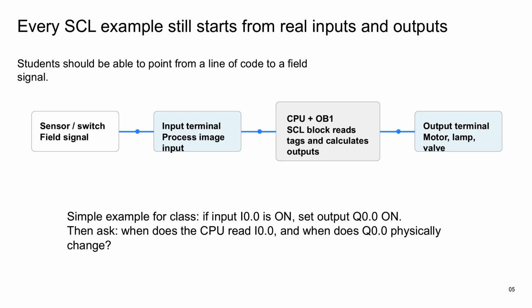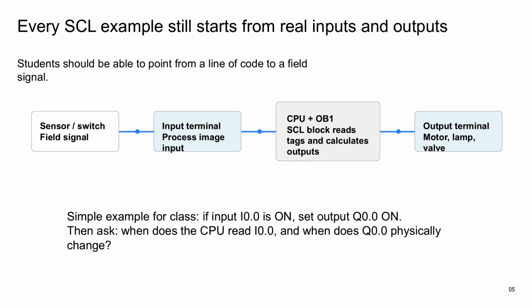Now see this slide. Main point is every SCL example still starts from real inputs and outputs. Remember, students should be able to point from a line of code to a field signal. Also note, sensor, switch. Practically, field signal. For students, input terminal. In industry, process image input.